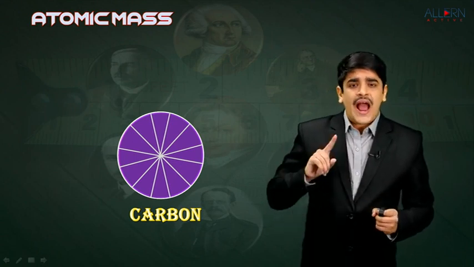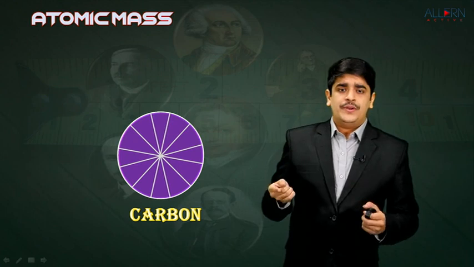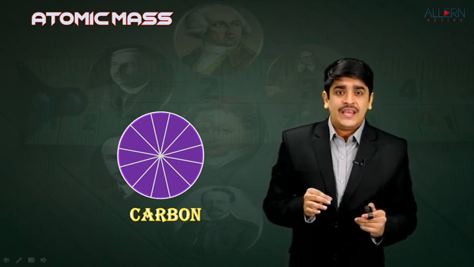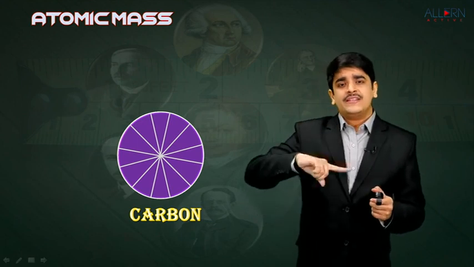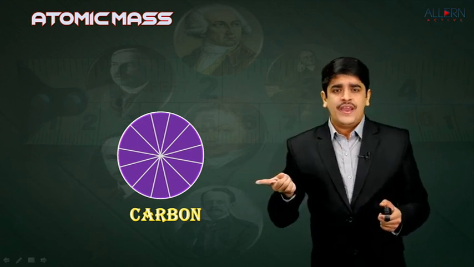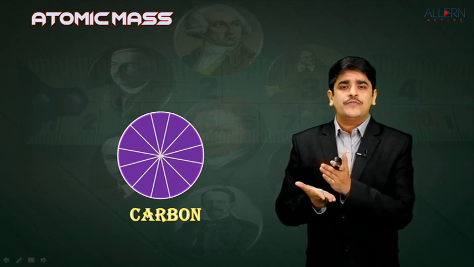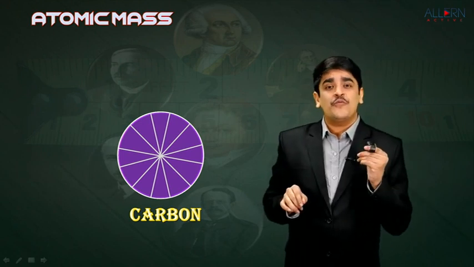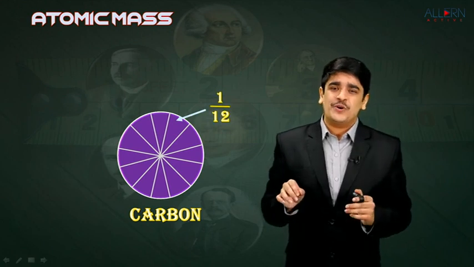So, what do we do? I take the entire atom of carbon and divide it into a total of 12 parts. In that particular case, if the entire atom has a mass of 12 and I divide it into a total of 12 parts, one part of that is going to have a mass of 1, which is exactly what we are looking for.